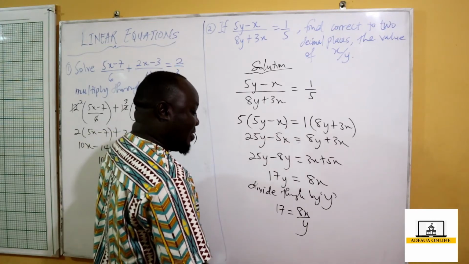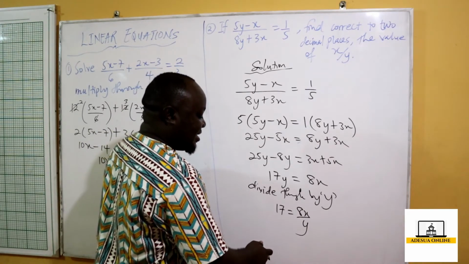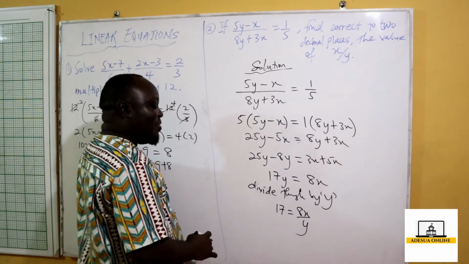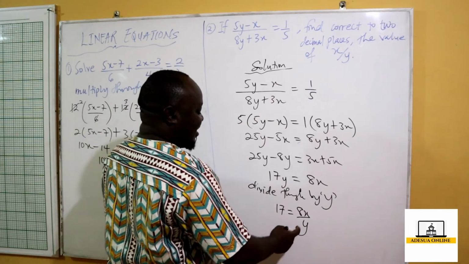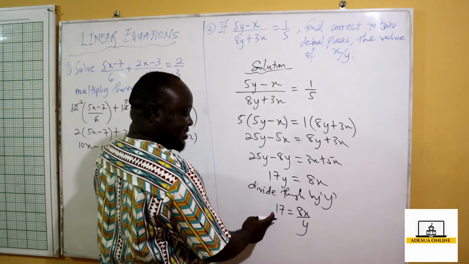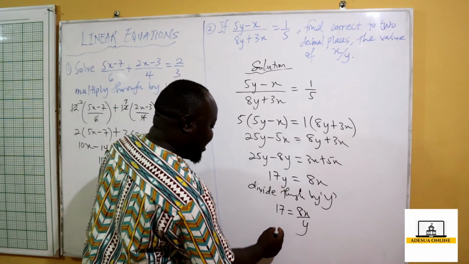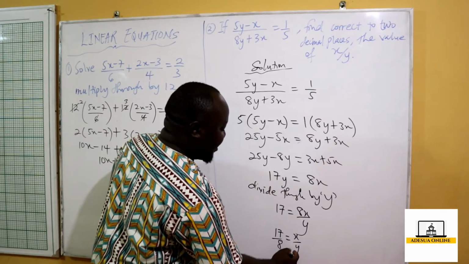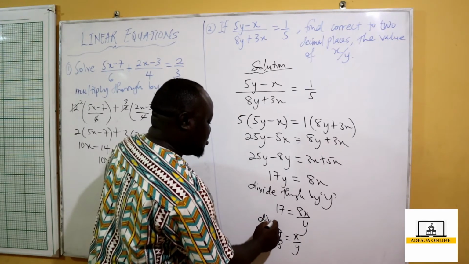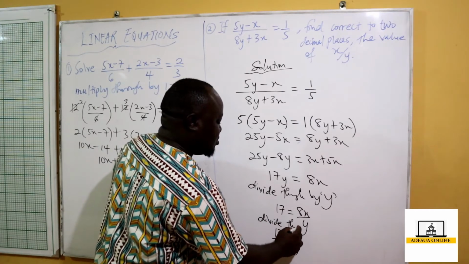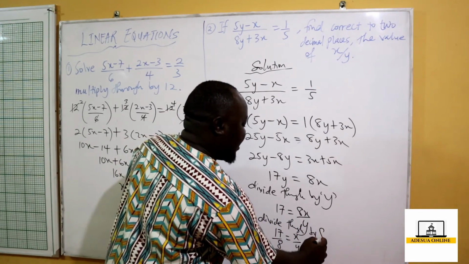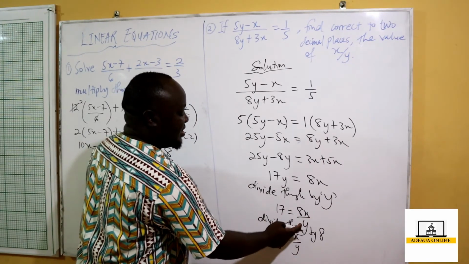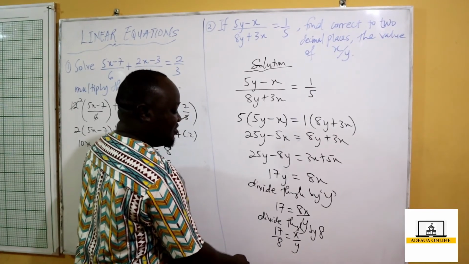And I want x over y. So if I want x over y, I'm going to divide here by 8 and here by 8. So I can have 17 over 8 is equal to x over y. When I divide here by 8 and here by 8, 8 will cancel 8. I'm left with x over y is equal to 17 over 8.